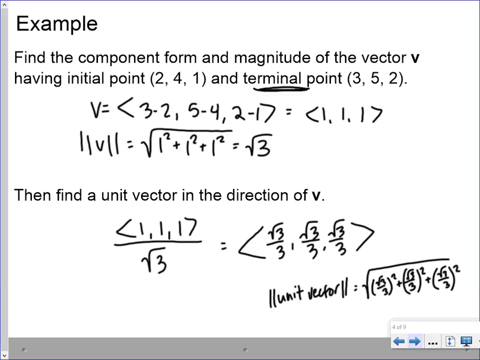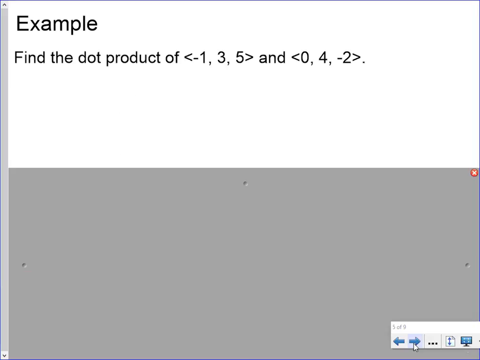Are we okay with this? Jogging your memory from chapter 6? Okay, let's try some other things. Find the dot product for me if you would. Dot product for -1, 3, 5 and 0, 4, -2. Check around with the people at your tables if you're agreeing with your dot product once you have one.